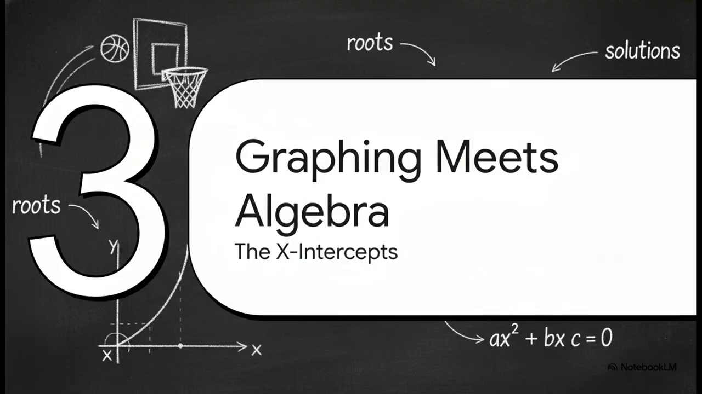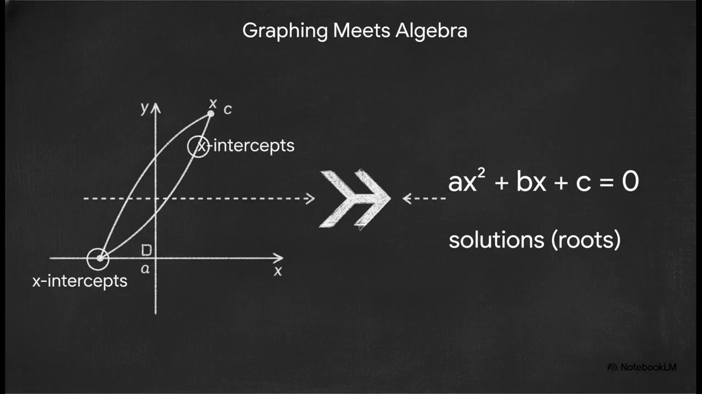Okay, now for what I think is the really cool part. This is the moment where the picture on our graph connects directly back to classic algebra. We're going to talk about where our curve crosses that horizontal x-axis. Here's the big aha moment. Every parabola we've looked at can also be written in what's called standard form, y equals ax squared plus bx plus c. Now, when does the parabola hit the x-axis? Well, that happens when its height, y, is 0. So we set y to 0, and we get that classic quadratic equation. Those intersection points on the graph are the actual solutions, the roots to that very equation. The picture and the algebra are just two sides of the same coin.